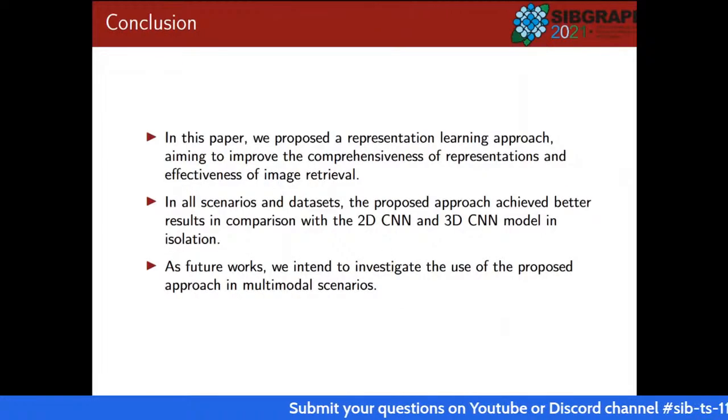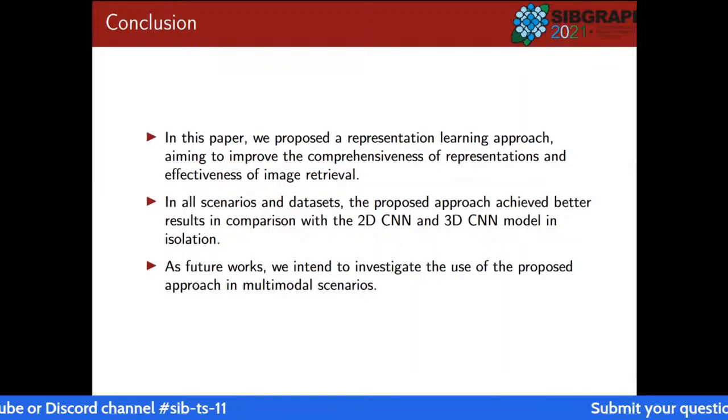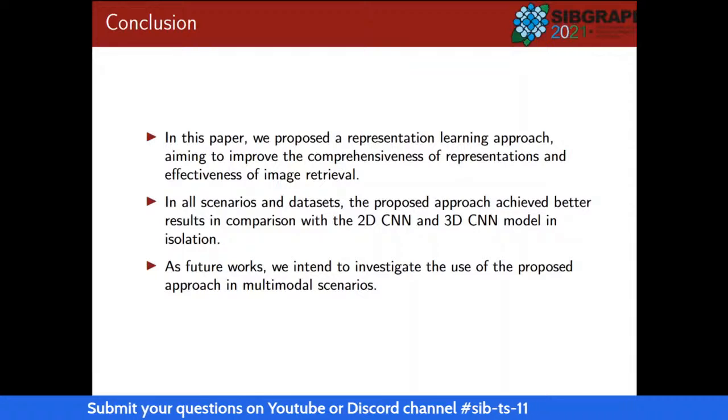In this paper, we propose a representation learning approach, aiming to improve the comprehensiveness of representations used to achieve more effective results on image retrieval tasks. In the experimental evaluation, our approach achieved significant effectiveness gains on retrieval tasks conducted on action recognition datasets.